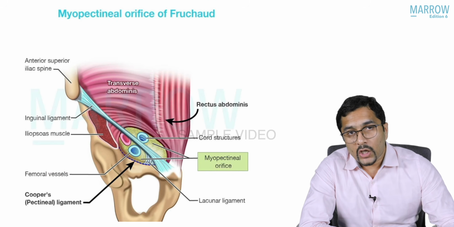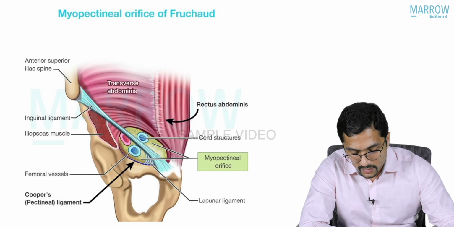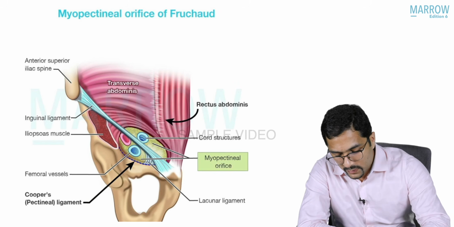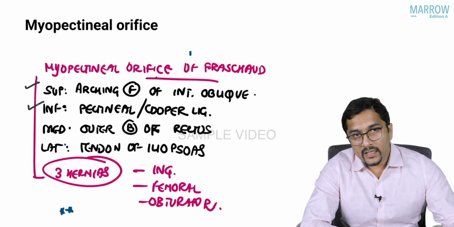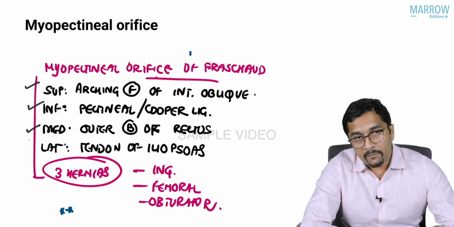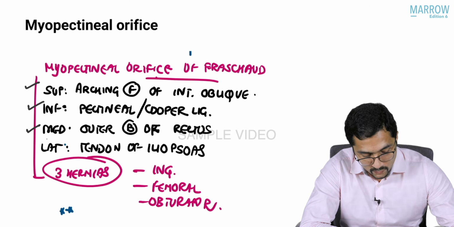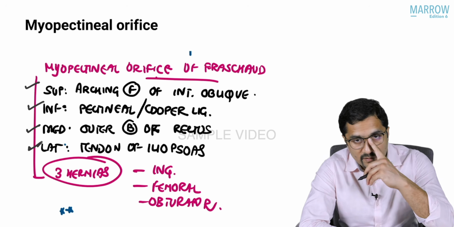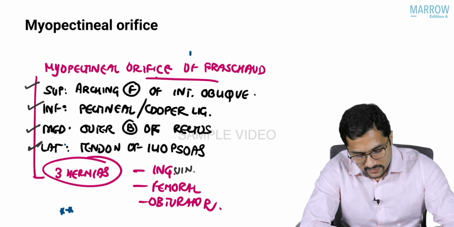Another term which is getting a lot of importance in hernia, and this question was asked last year as well, is the myopectineal orifice of Rochard. Now, the myopectineal orifice of Rochard is bounded by the arching fibers of internal oblique, inferiorly by the pectineal or Cooper's ligament, medially by the outer border of rectus, and laterally by the tendon of iliopsoas. And the importance of the myopectineal orifice of Rochard is that it covers the defects of three hernias.